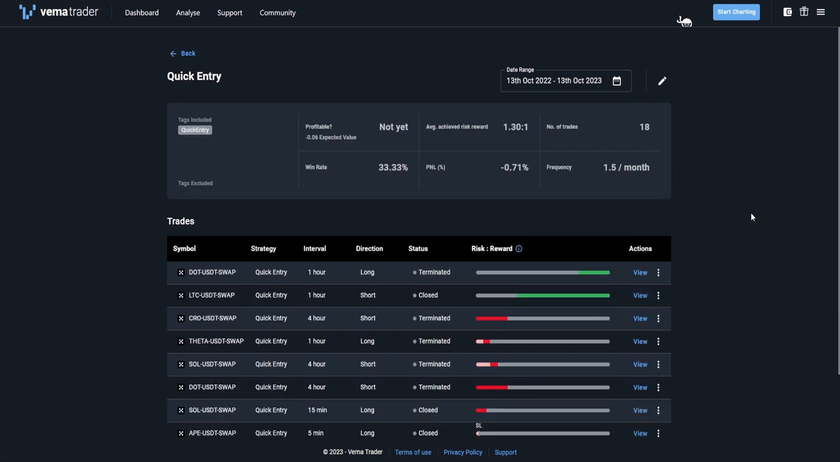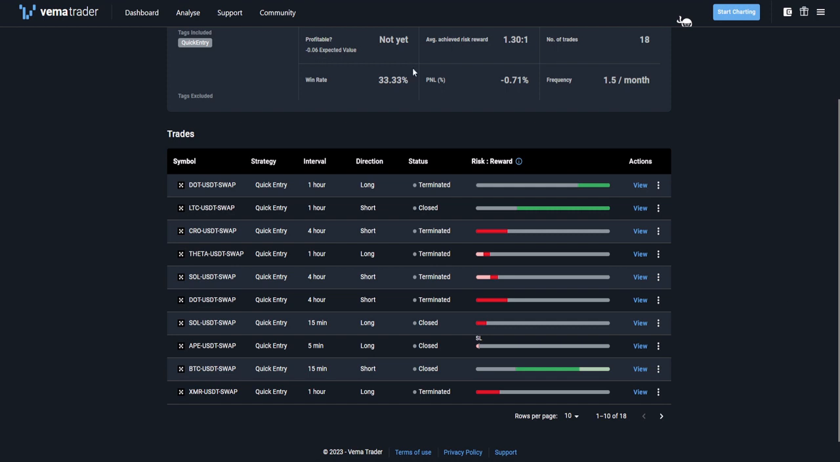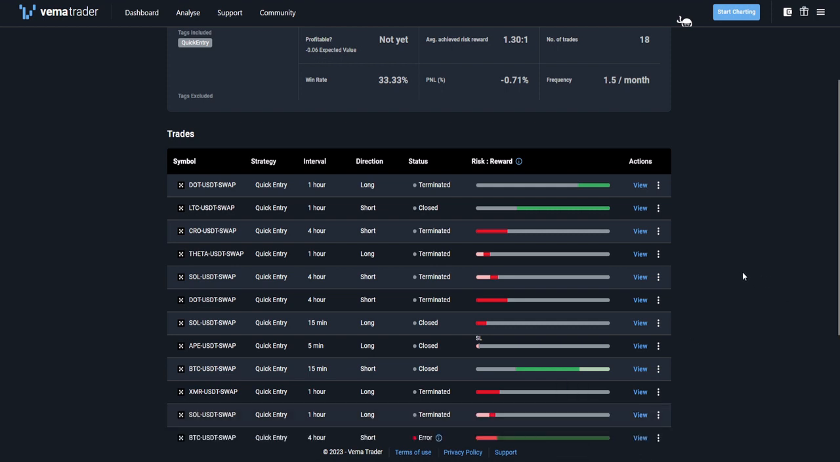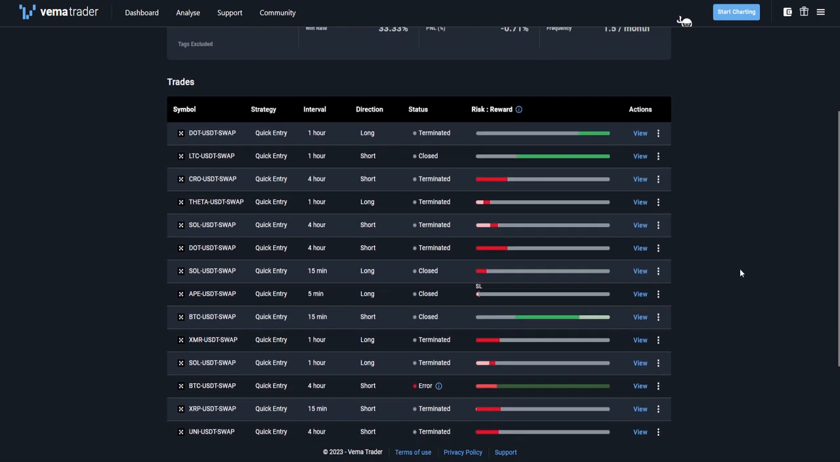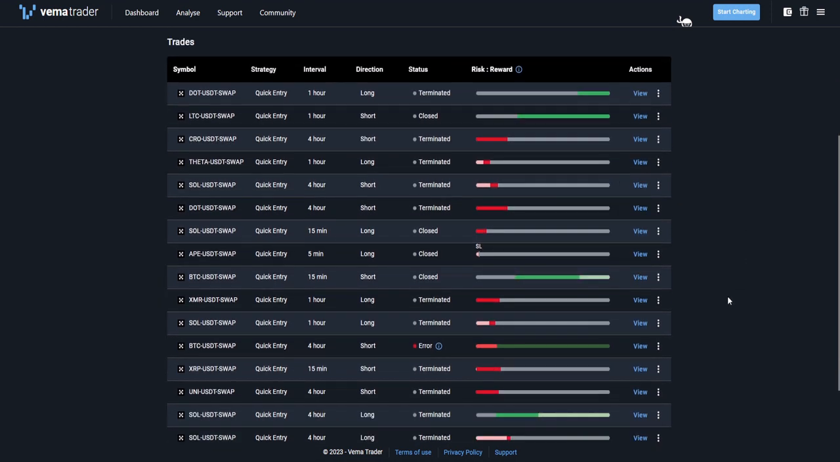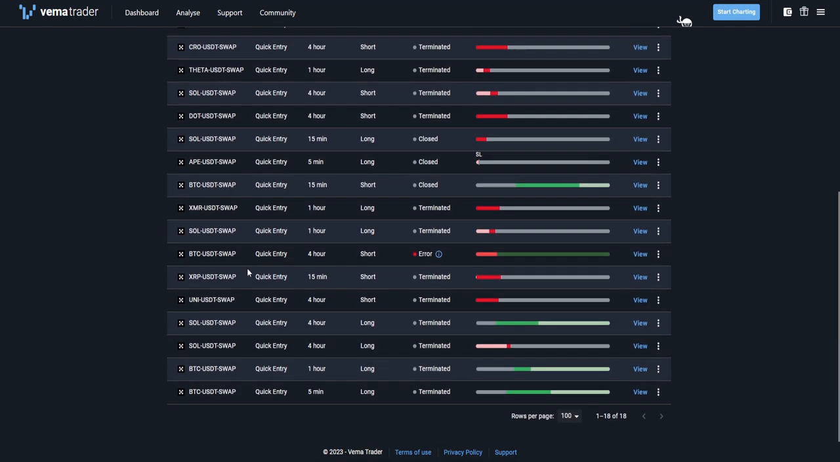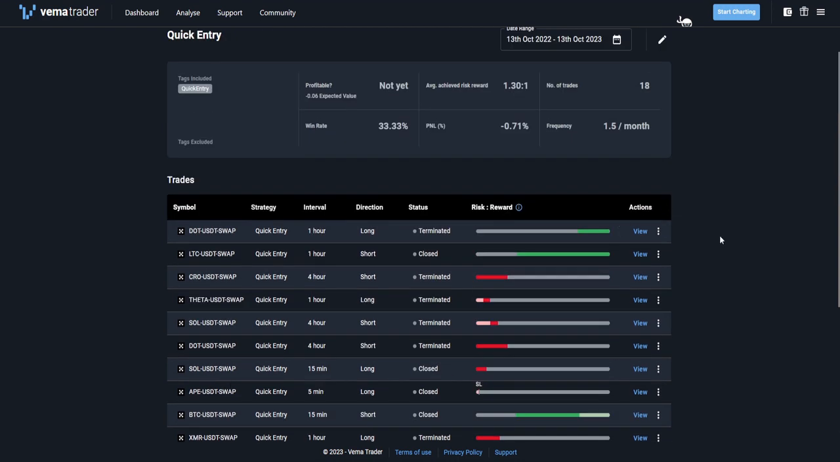So if we look at his quick entry, again, negative 0.06 expected value, he is losing when he takes quick entry trades. But if we start to really dig into the data, what we can look for here is things like interval, direction. We can't look at strategy because they're all the one strategy, but we can look at symbol as well, right? He might find that he is doing really well on Bitcoin and really badly elsewhere. So we can start to really break down this data.